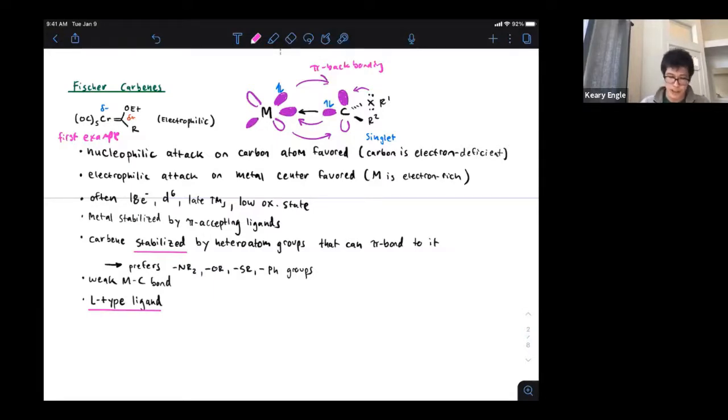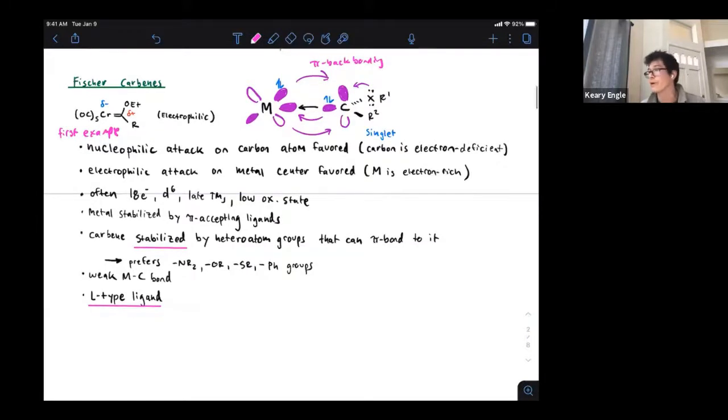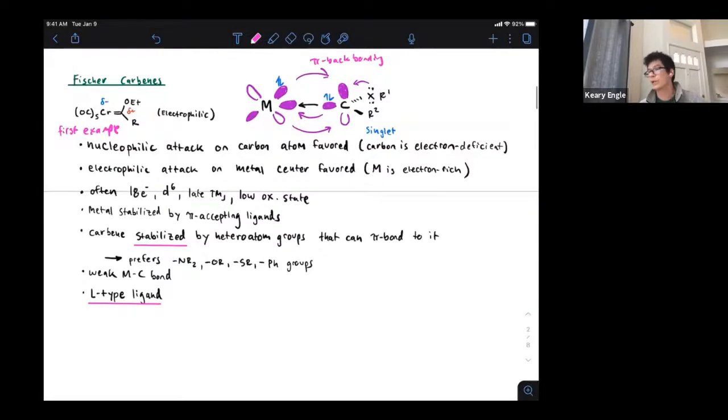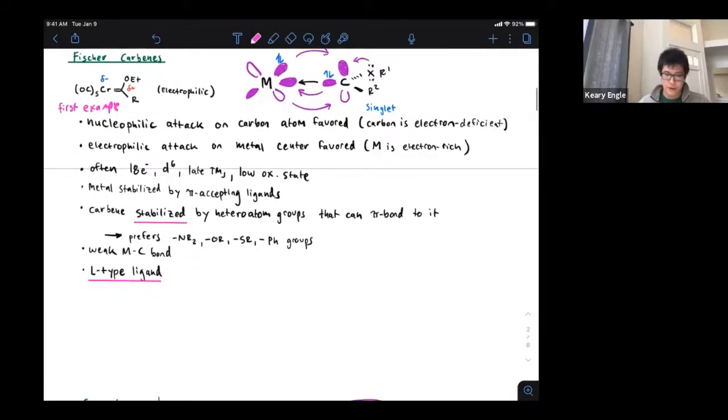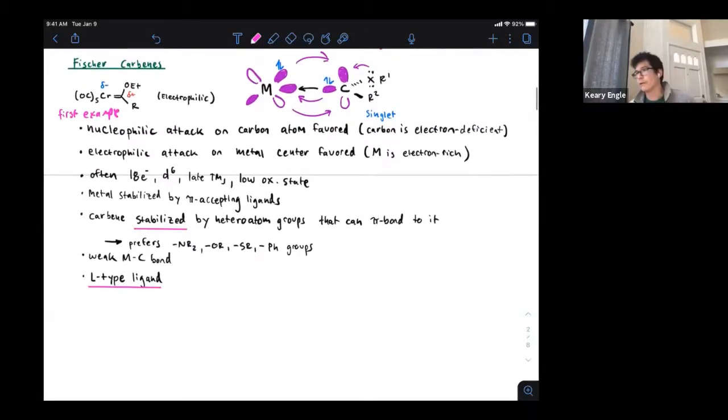And so, as we said, these are carbonyl-like. So nucleophilic attack is favored at the carbon atom. Electrophilic attack is favored at the metal atom, just an analogy to Lewis acid activation of carbonyl compounds. In terms of electronic configuration, very commonly you see these as 18 electron, d6 complexes, again late transition metals in low oxidation state.